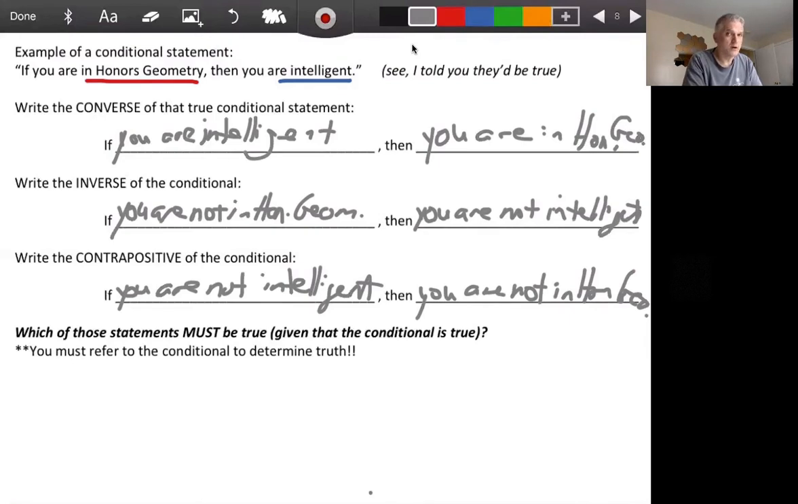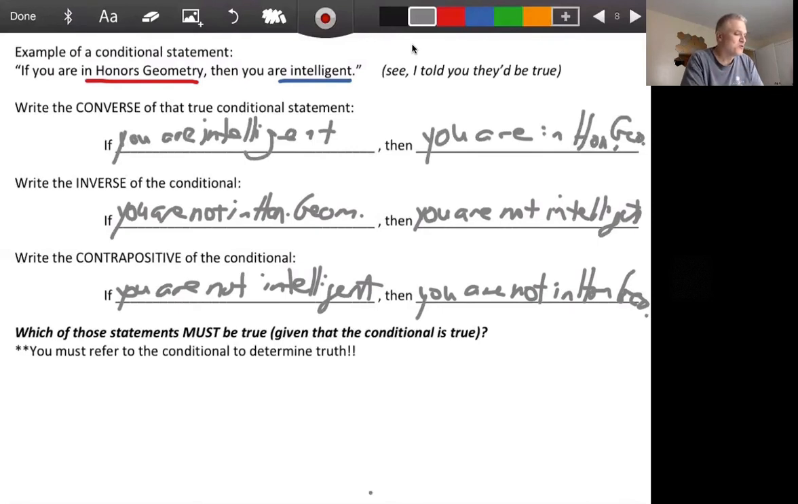Converses are not always true. They call it a fallacy. Okay? It's not a law, it's a fallacy. Saying that if you are intelligent, then you must be in honors geometry. It's a fallacy. Why? Well, you may be in honors algebra 2. You may be in AP calculus. You know, you may be a math teacher.